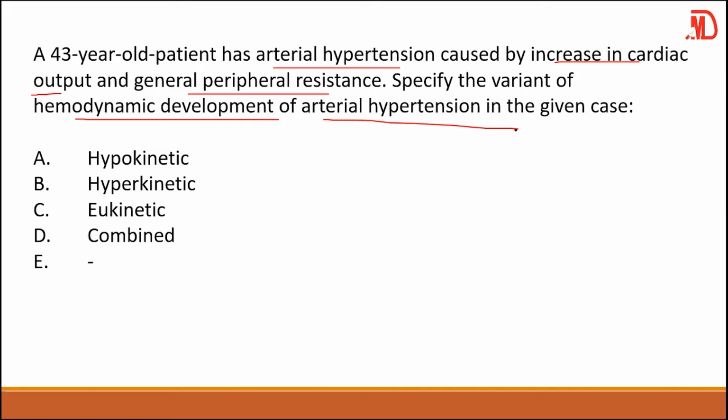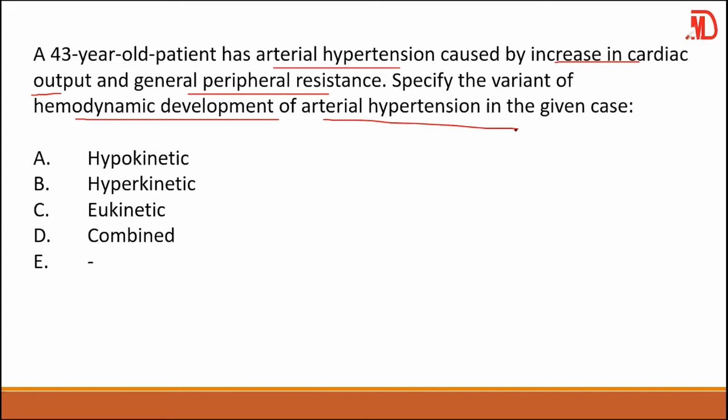It's termed as hypertension. Now, let's look at the difference between the following terminologies. When we talk about hypokinetic, please write this down. Hypokinetic simply means there's an increase in peripheral resistance.